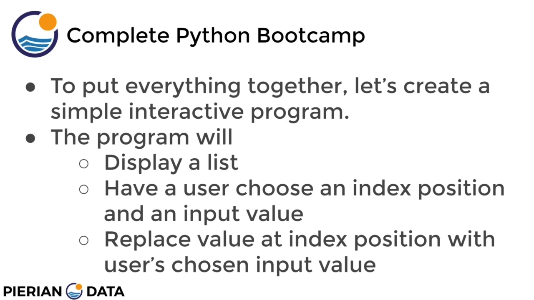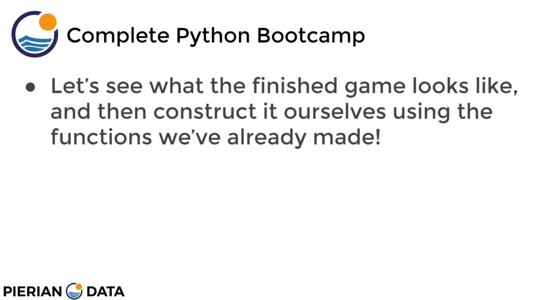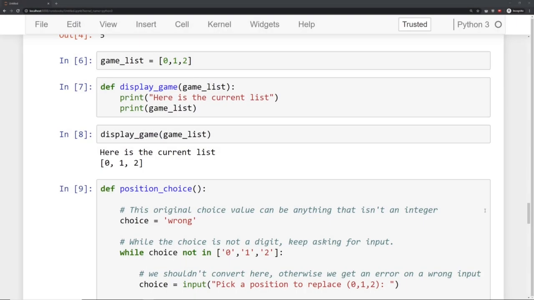So we already have all the pieces needed. We just need to essentially string together the functions that we've already created in order to create an interactive user experience. So let's show you what the actual finished game looks like, and then we'll construct it ourselves using the functions we've already made. All right, here I am at the Jupyter Notebook.